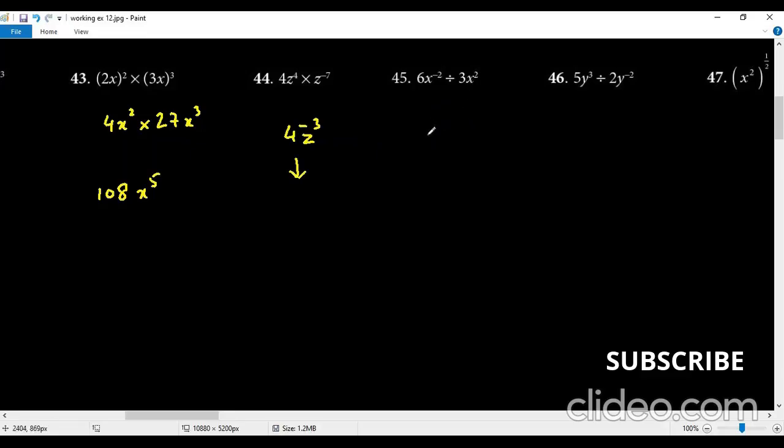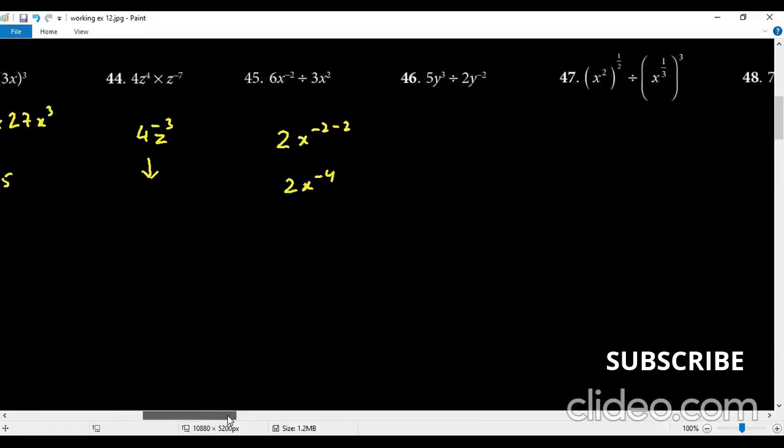Now 6 divided by 3 is going to give us 2, and 2 minus 2 is giving us 0. That means 2 is going to be your answer. Now comes 46. This is 2 minus 2. 2 minus 2 is going to be giving us, actually, a minus 2. That means minus 2 is giving us x to the power minus 4.